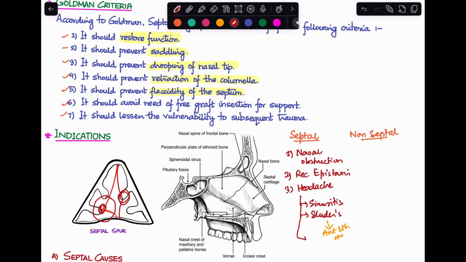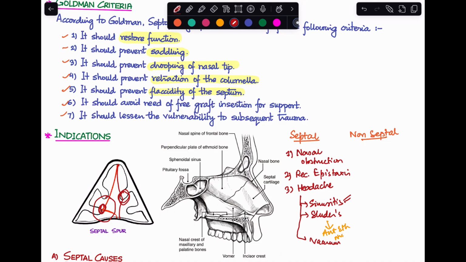And the third cause is something which is known as the vacuum headache. Now, what is vacuum headache? Vacuum headache is when there is facial pain or headache because of negative pressure which develops inside the sinus. And this occurs because of the obstruction of the sinus ostium. Isn't this very similar to sinusitis? But what happens in sinusitis is there is an infection involved over here.